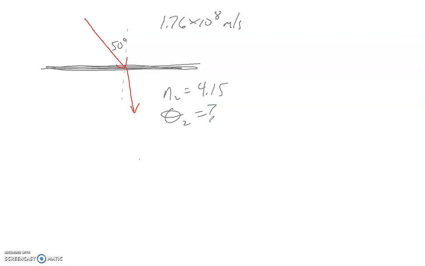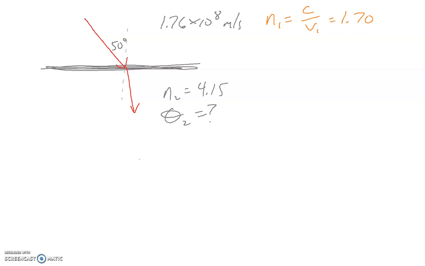Well, first thing I need to know is the index in the first material, so I can find that. The index for my first material will be the speed of light in a vacuum divided by the speed, and I have the speed. So all I have to do is take the speed of light in a vacuum, the c value, and divide by the v, which I know. If I divide those two out, I get an index of about 1.70. So a little bit higher than glass would be.